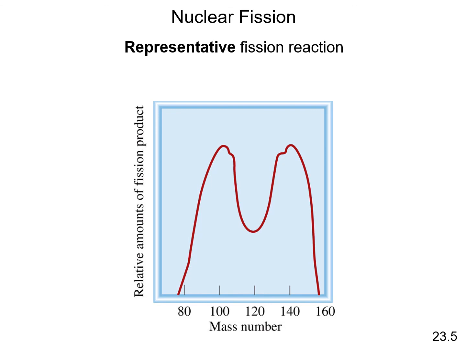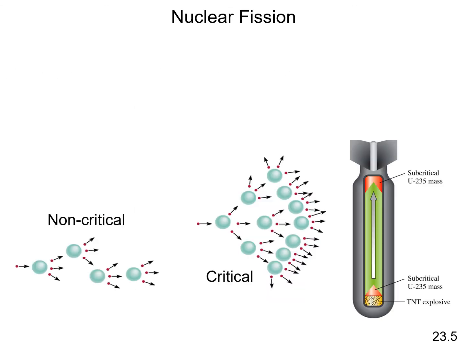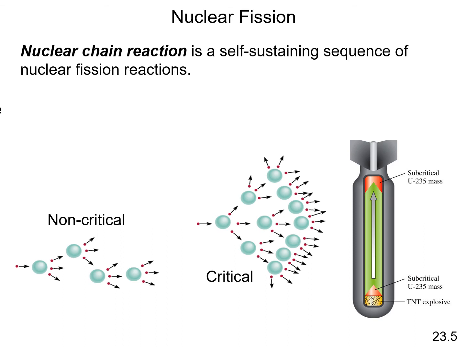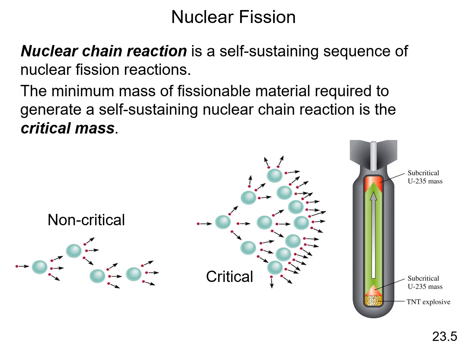So our radioactive material can react with small particles like neutrons and gives us smaller atoms and more neutrons, which can react further in a chain reaction. Okay, so this is what is being used in nuclear power plants and also in the creation of nuclear bombs. So the nuclear chain reaction is a self-sustaining sequence of nuclear fission reactions.